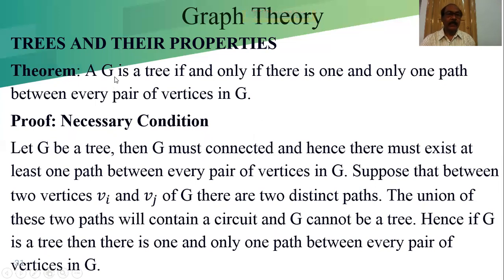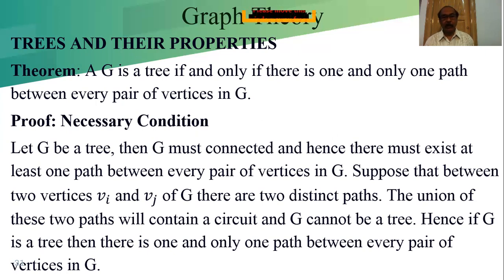Theorem. A graph is a tree if and only if there is one and only one path between every pair of vertices in it. If and only if, in this case, we have to show it is a necessary condition and a sufficient condition. That means a graph G is said to be a tree if and only if there is one and only one path between every pair of vertices in G.